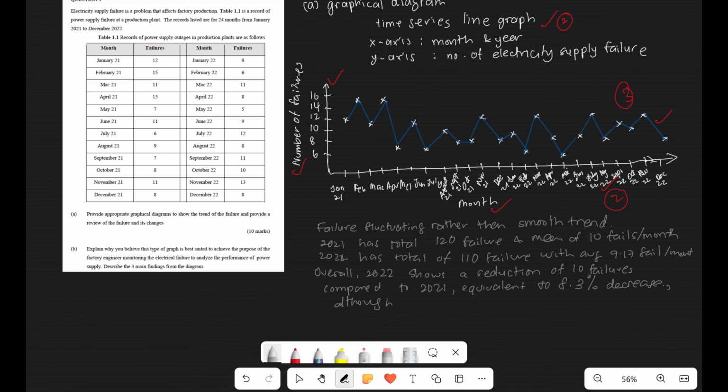Although failure increase again in second half of 2022. Okay, so when you provide a review, that is about 3 marks, so that is total 10 marks.